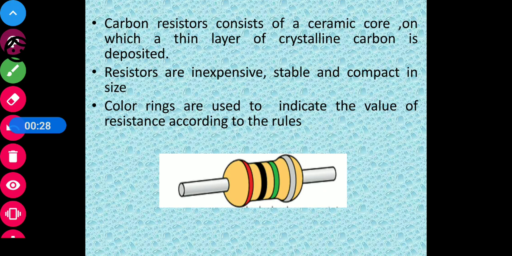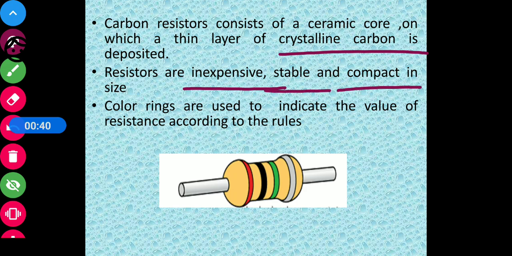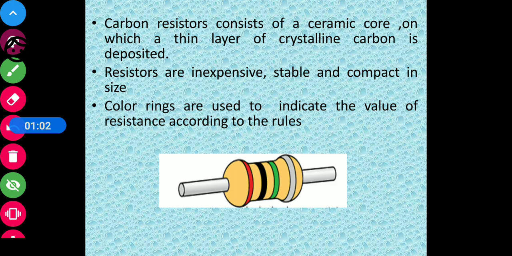They are made up of a ceramic core on which a thin layer of crystalline carbon is deposited. These resistors are inexpensive, stable and compact in size. Now you can see the color rings are used to indicate the value of the resistance according to the rules. So rings of different colors are made on these resistances, and these different colors are helpful in decoding to find the resistance of the resistor.